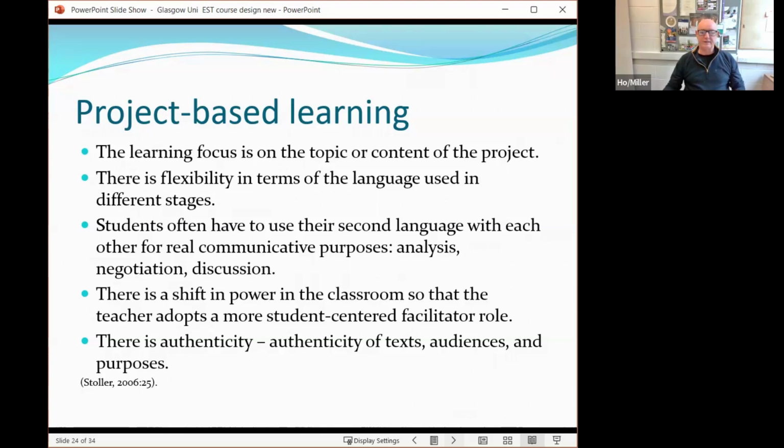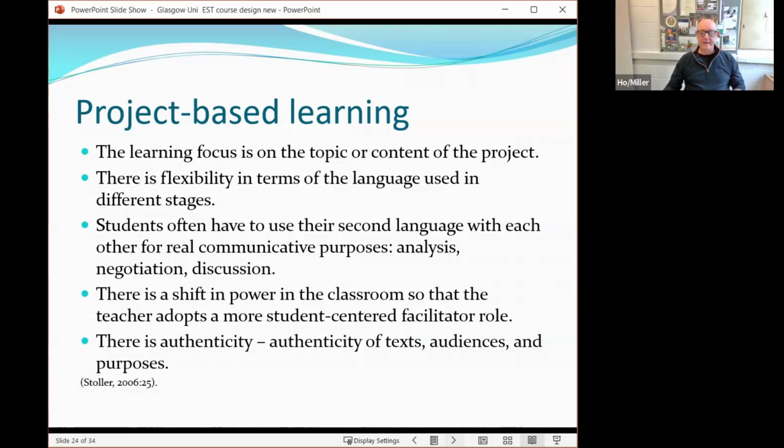Obviously, there's a lot of flexibility in what they can use as language. They could use English all the time if they wanted. They could use Cantonese and English, or use Cantonese if they wanted, in order to complete the project. And there was a shift in power here. So students took on a lot more responsibility for their learning, and the teacher was more in a facilitator's role here.